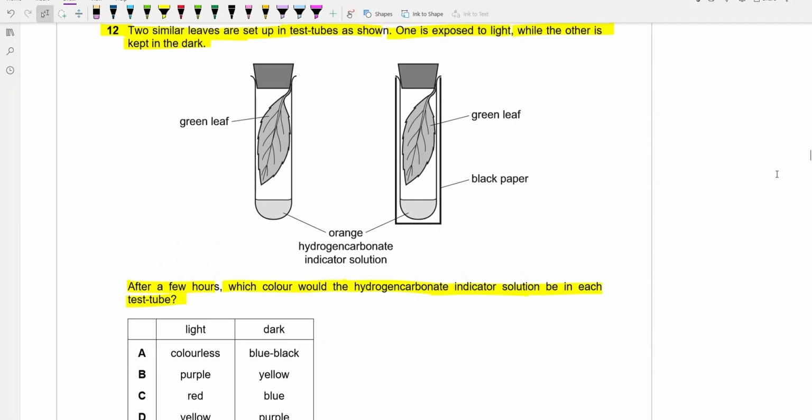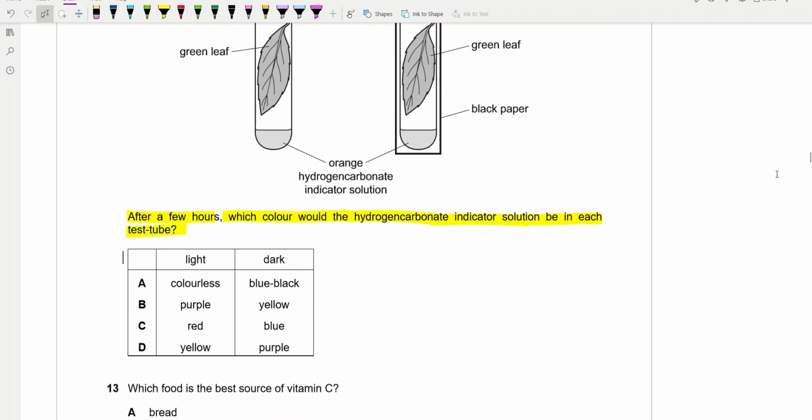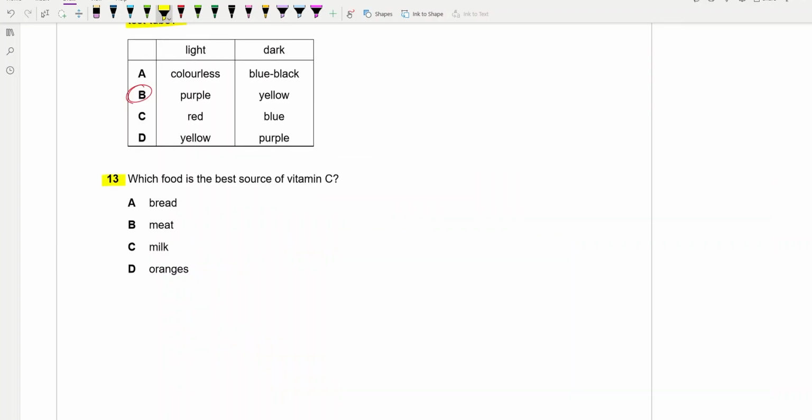So if photosynthesis occurs, CO2 would get used up and the color would change to purple. The correct answer would be option B. Question number 13. Which food is the best source of vitamin C? Option A, bread. Option B, meat. Option C, milk. Option D, oranges. Option D would be the correct answer.